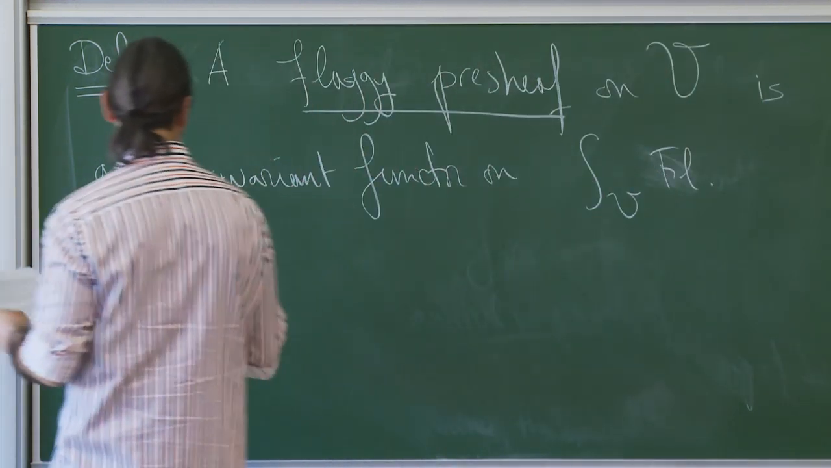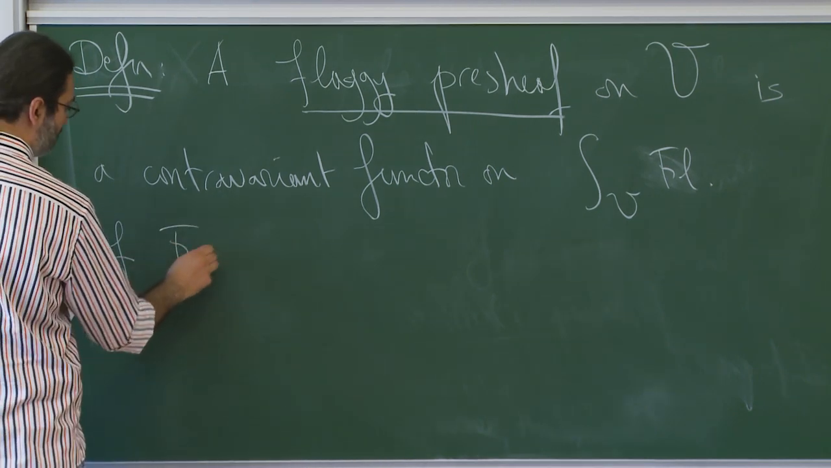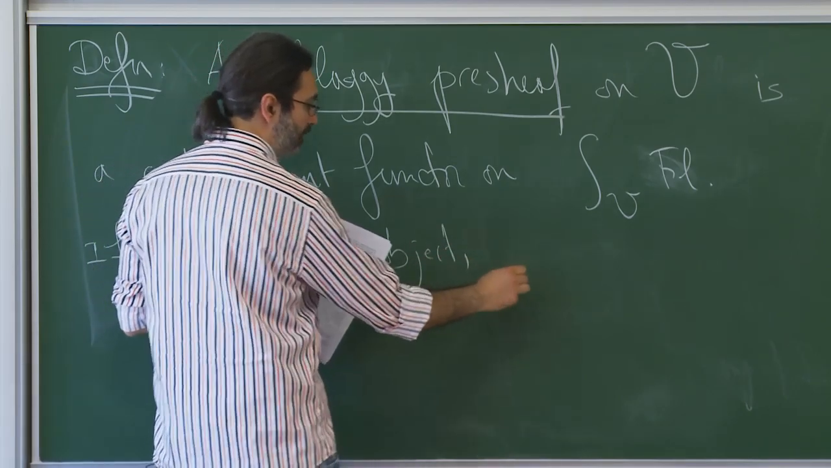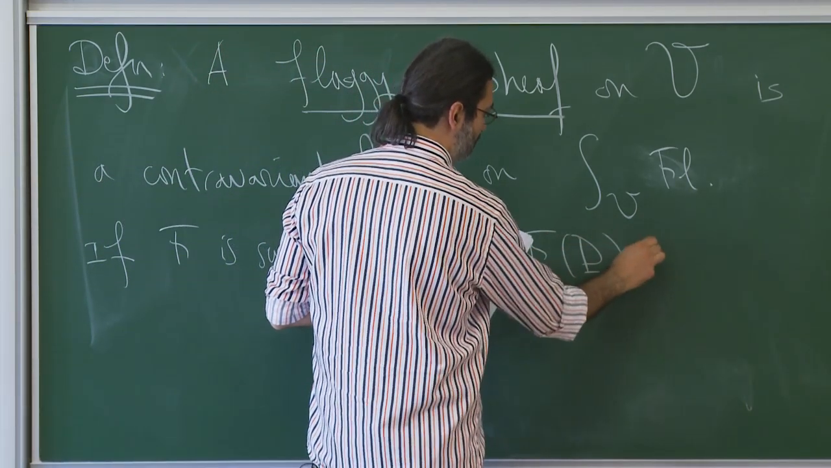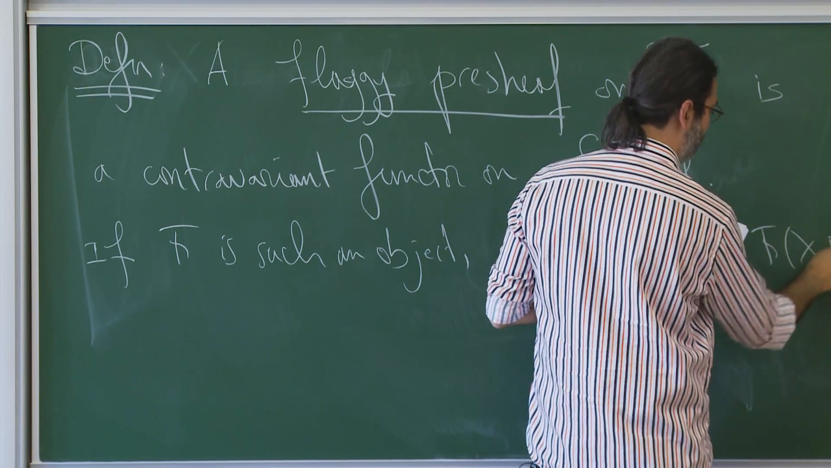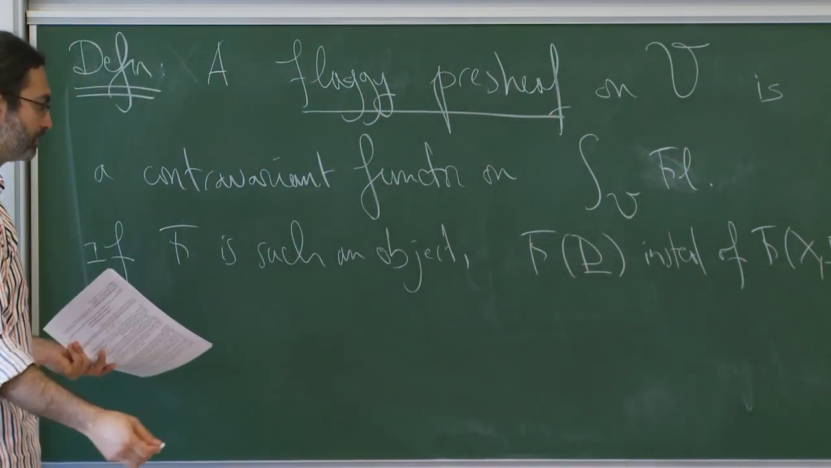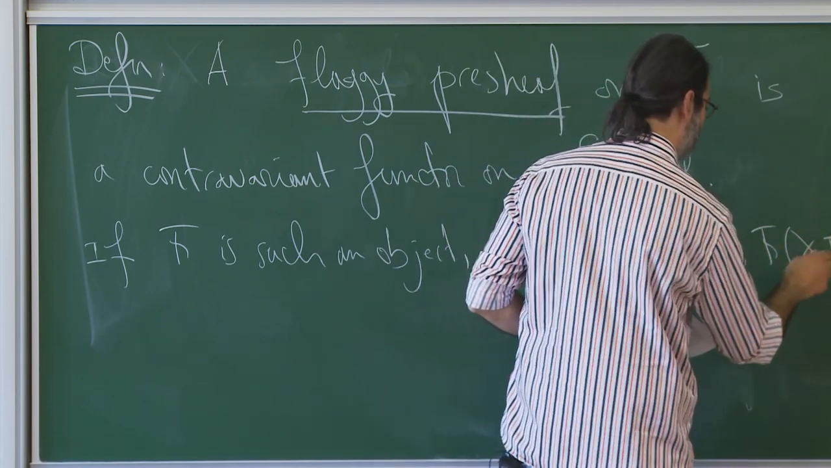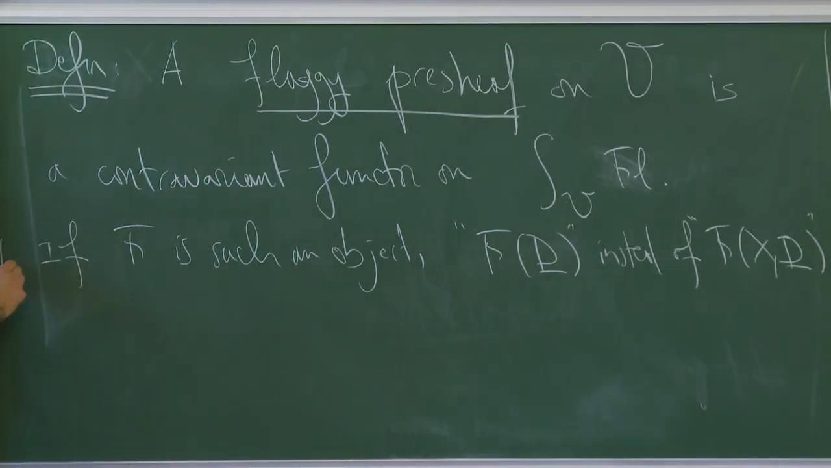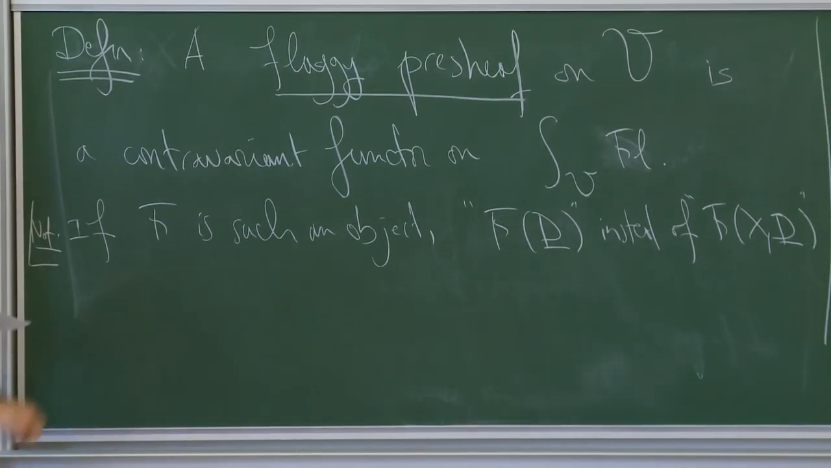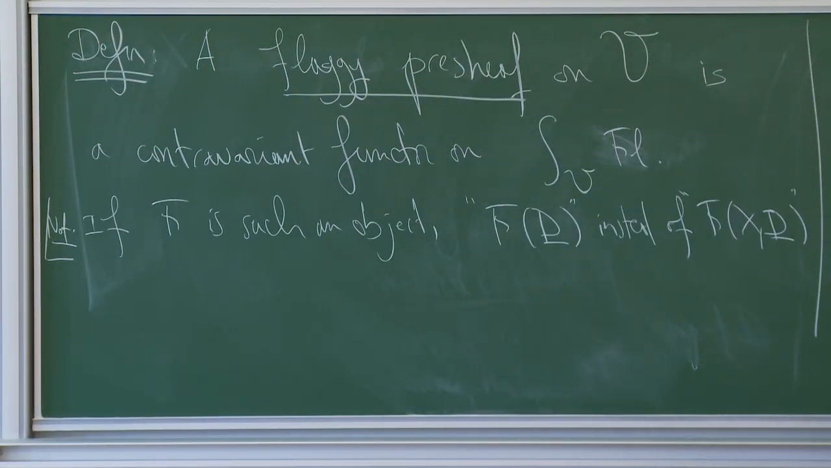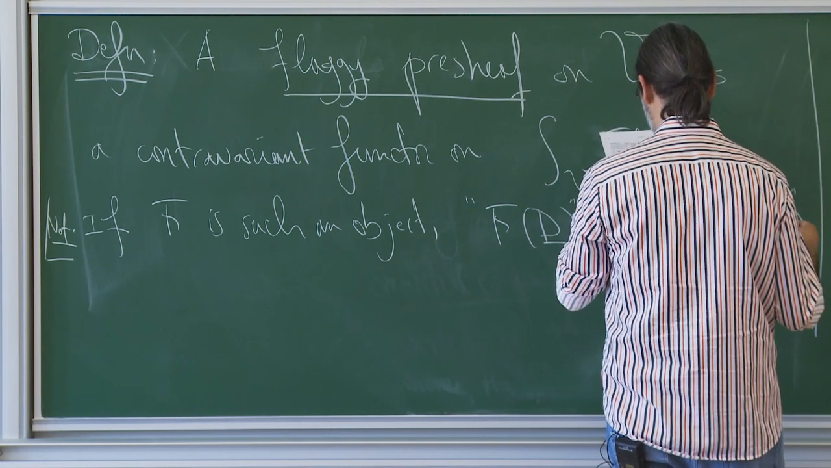Okay, and so if F is such an object, I sometimes just write F(D) instead of F(X, D), if it's clear which stratified scheme I mean. I just write this notation. And now I can tell you what is this construction.